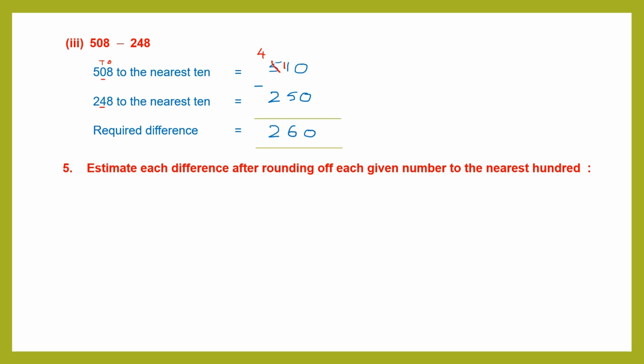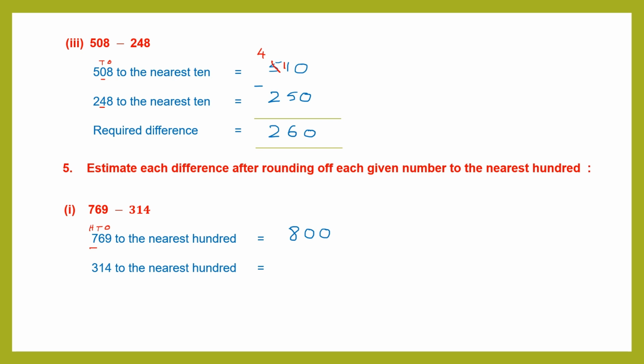Question 5. Estimate each difference to the nearest 100. This time it is 100. So 769 minus 314. First we round it off to the nearest 100. So 769 to the nearest 100. Ones, tens, hundreds. We have 7 in the hundreds place. The digit to its right is more than 5. So 7 will now become 8. So 8. The other two digits will become 2 zeros.